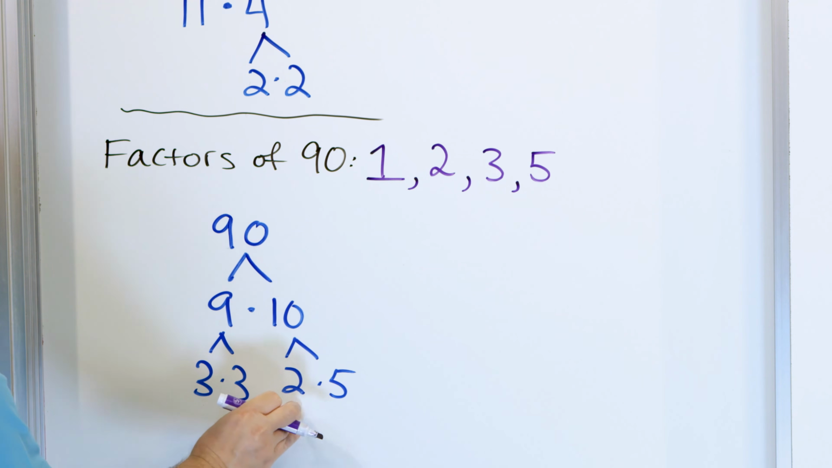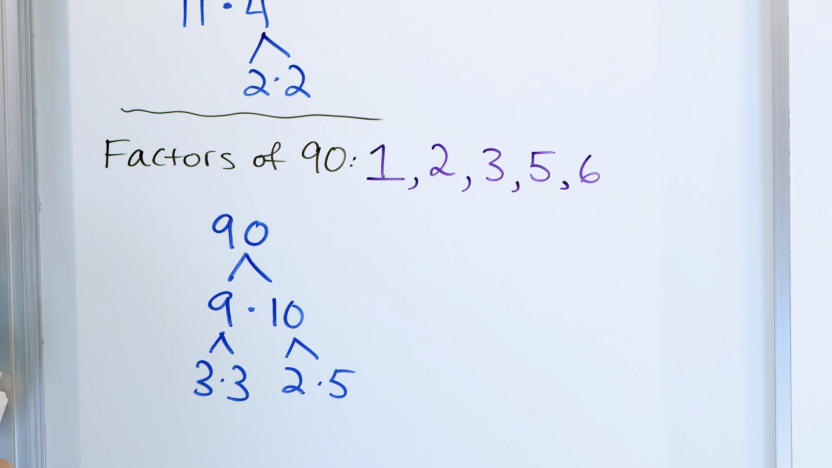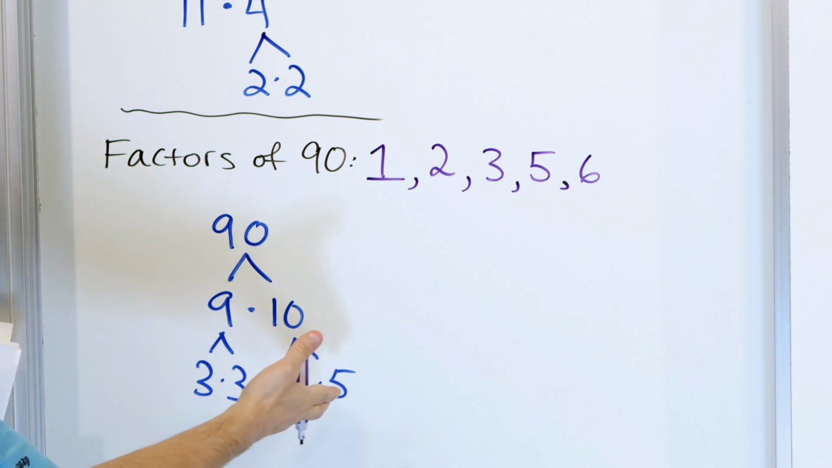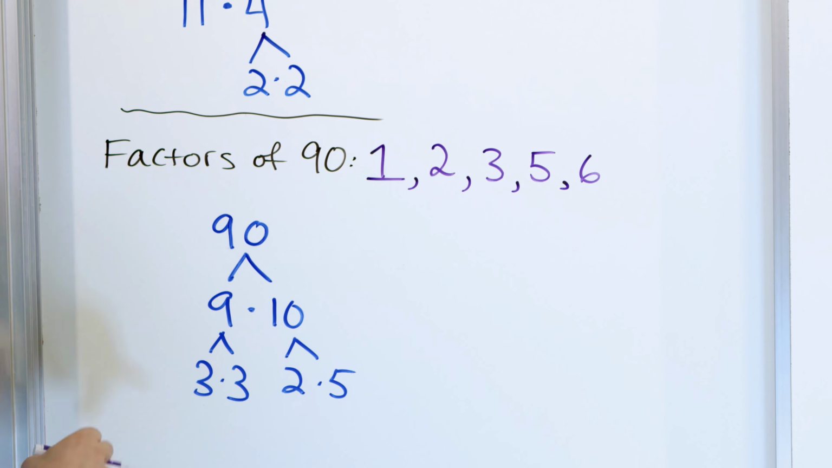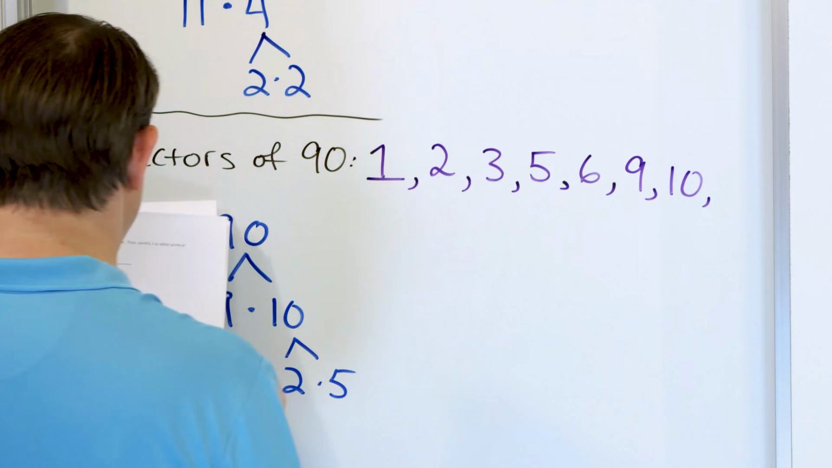So 2 times 3 is 6. So that would be really the next one in the sequence there, 6. After 6 is going to come 9 and 10, because 7 and 8 are not factors. There's no way I'm going to multiply any of these numbers together to get 7 or 8. So 9 is going to be a factor. And then 10 is going to be a factor.